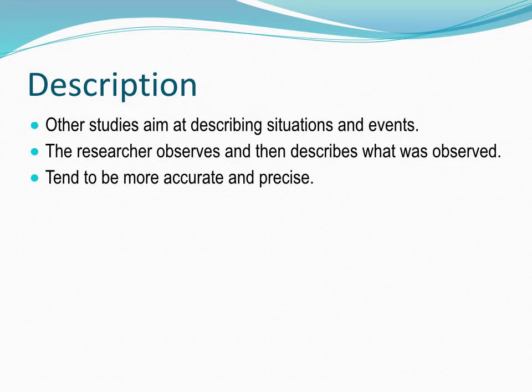The next type of study we will discuss is description. This is when social science studies aim at describing situations and events. The researcher observes and then describes what was observed.